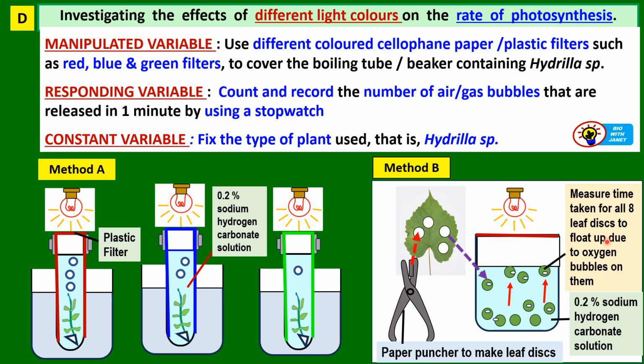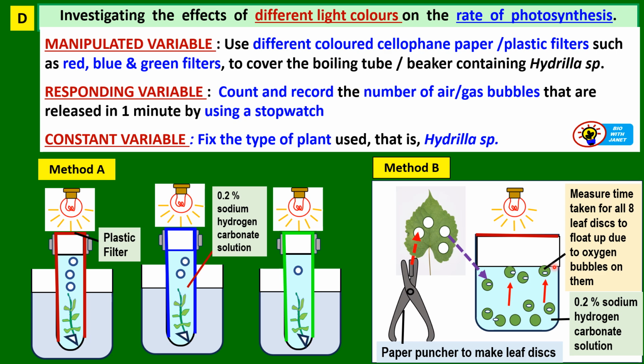But when photosynthesis occurs, bubbles will be created. Bubbles of oxygen will be released from the leaves, but they will stick to the leaf disc and make the leaf disc buoyant, and the leaf disc will float up to the top. When it floats to the top, it means that photosynthesis has occurred and the oxygen bubbles have been released.